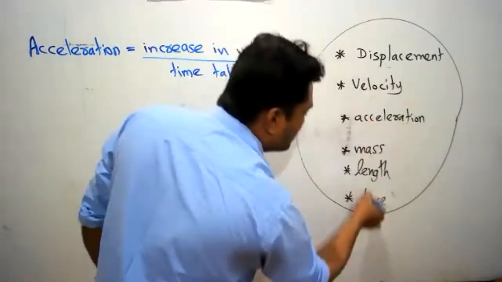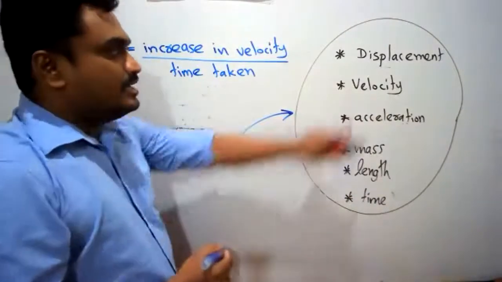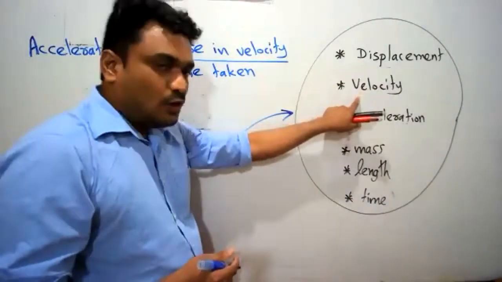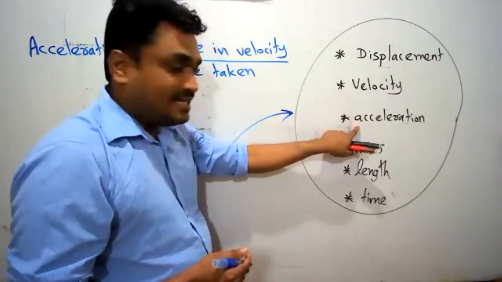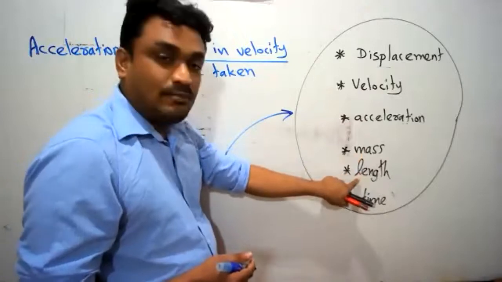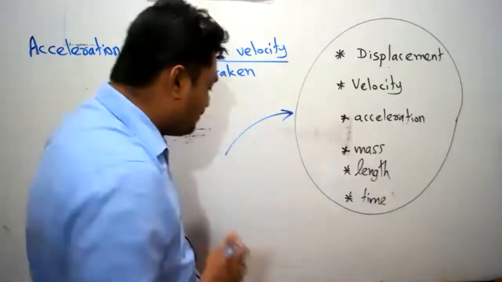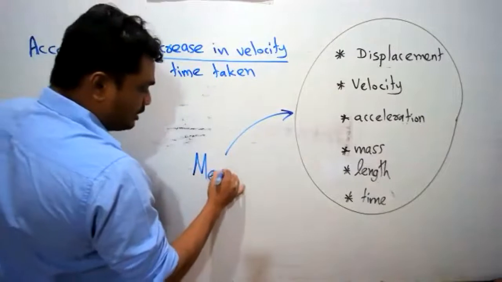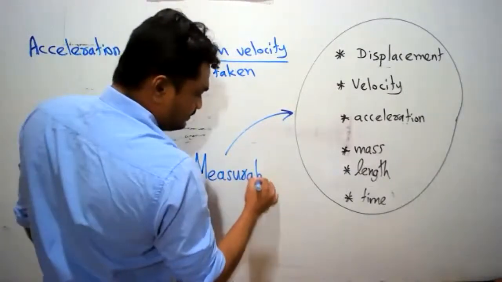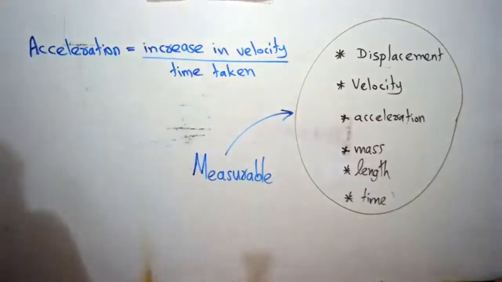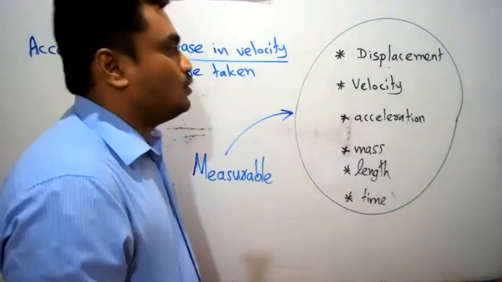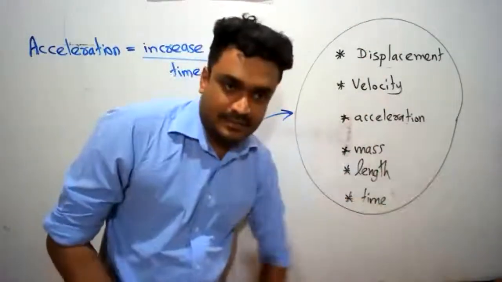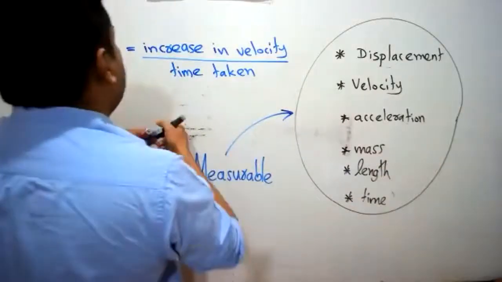What is the common thing with all these things here? Displacement can be measured. Velocity can be measured and calculated. Acceleration can be measured and calculated. Mass can be measured. Length can be measured. Time can be measured. So these things are measurable. The things which are able to be measured are known as physical quantities.